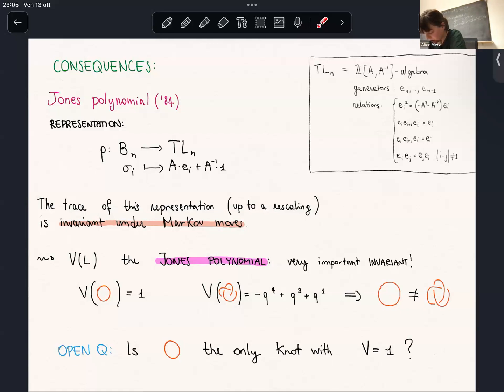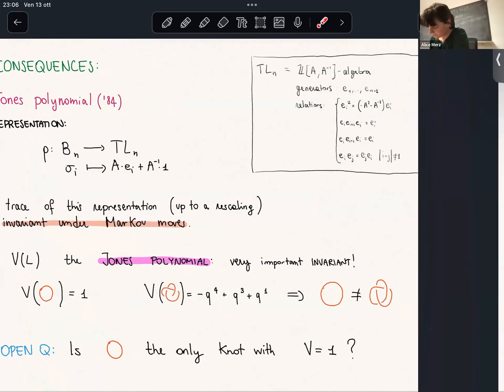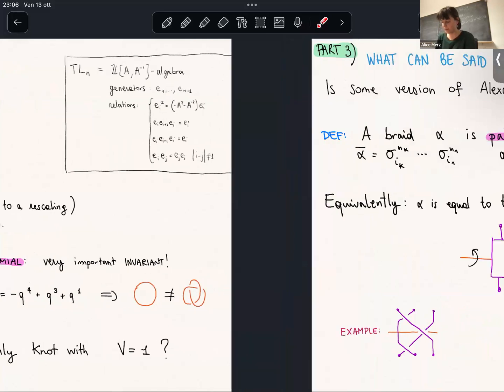And to show that actually there is a lot of research to do about this invariant, it's still an open question if there are any other knot with V equal to 1, or if it's just a trivial knot. We don't know this to this day. So let's go back to symmetries.